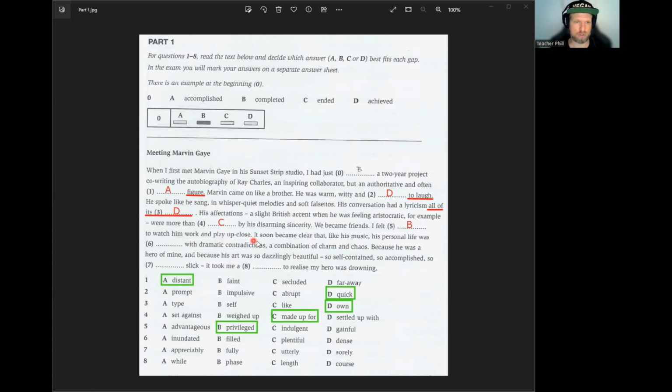Okay, then in number 6, I felt privileged to watch him. It soon became clear that, like his music, his personal life was filled with dramatic contradictions, a combination of charm and chaos. Okay, let's have a look. Inundated, filled, plentiful, and dense. Yeah, so here my first instinct tells me filled with, because I guess it's probably the only one that I would use with the preposition. Yeah, when I saw that preposition, that rang a bell immediately. Yeah. So I guess here filled is probably correct.